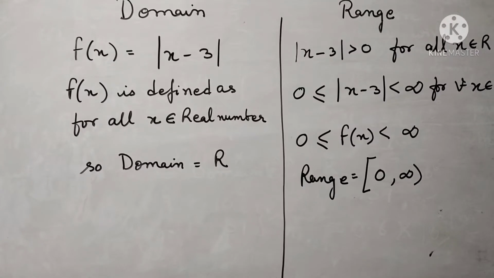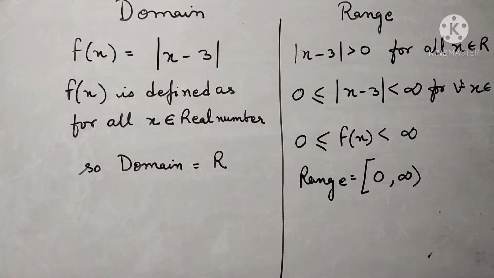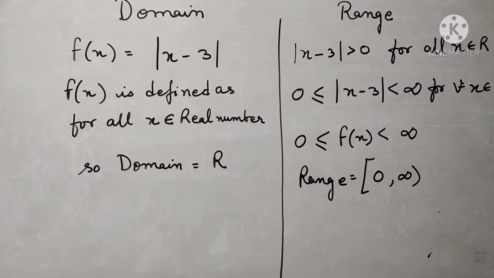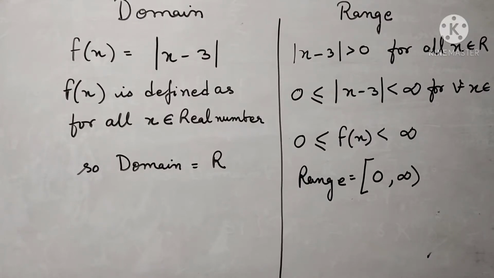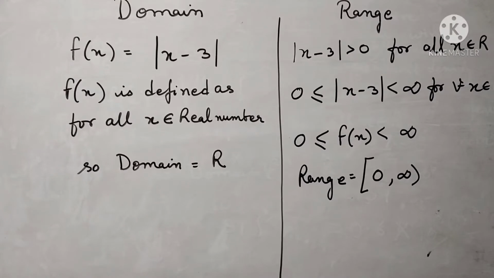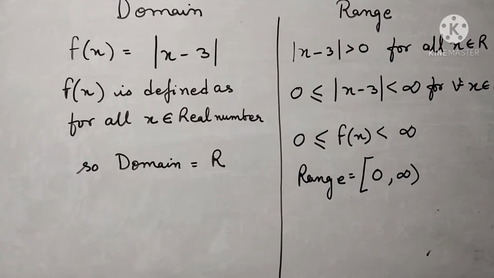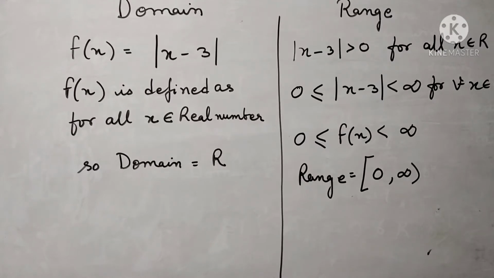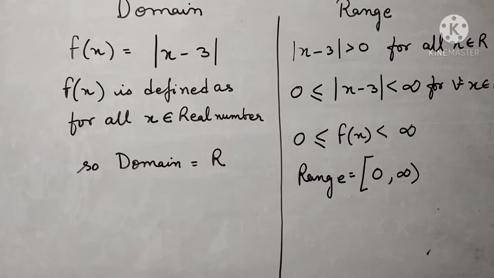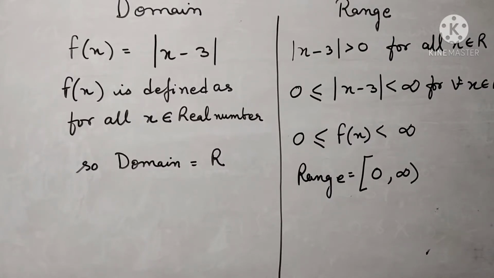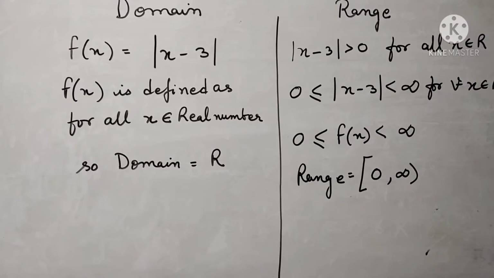Now, in order to find the range, how will you find the range? The mod of x minus 3, its answer is always greater than or equal to 0 for all the values of x. So, mod of x minus 3 must be equal to 0 or greater than 0. Its value lies between 0 and infinity, and it is less than infinity. So, the value of this function lies between 0 and infinity.